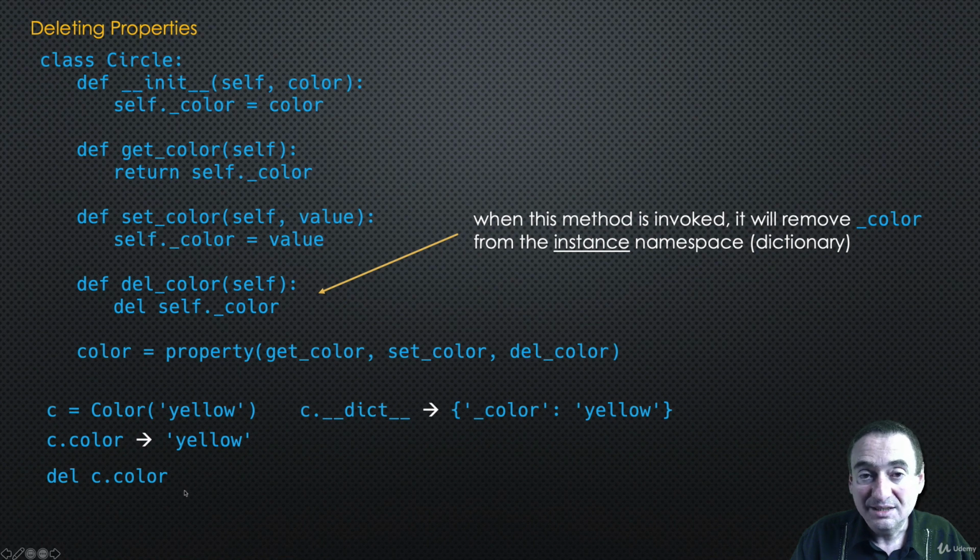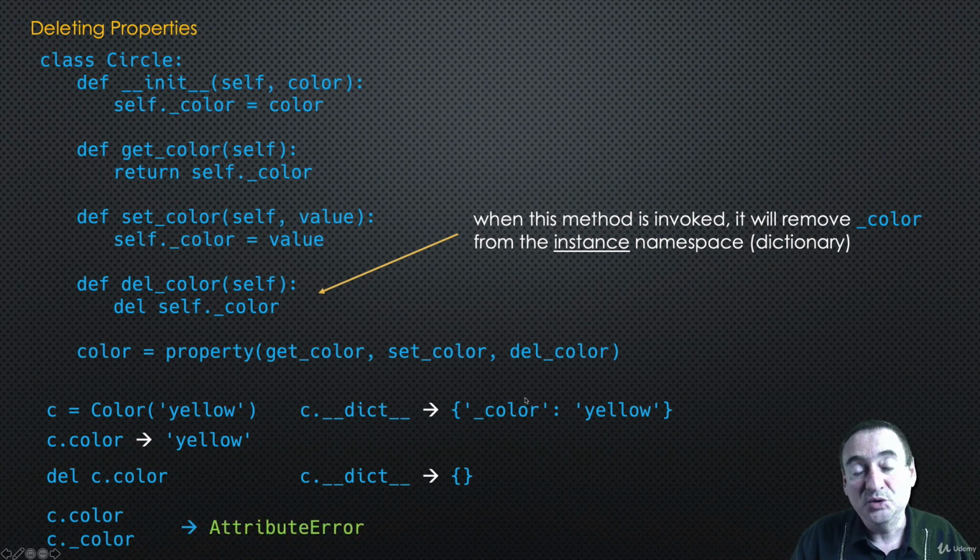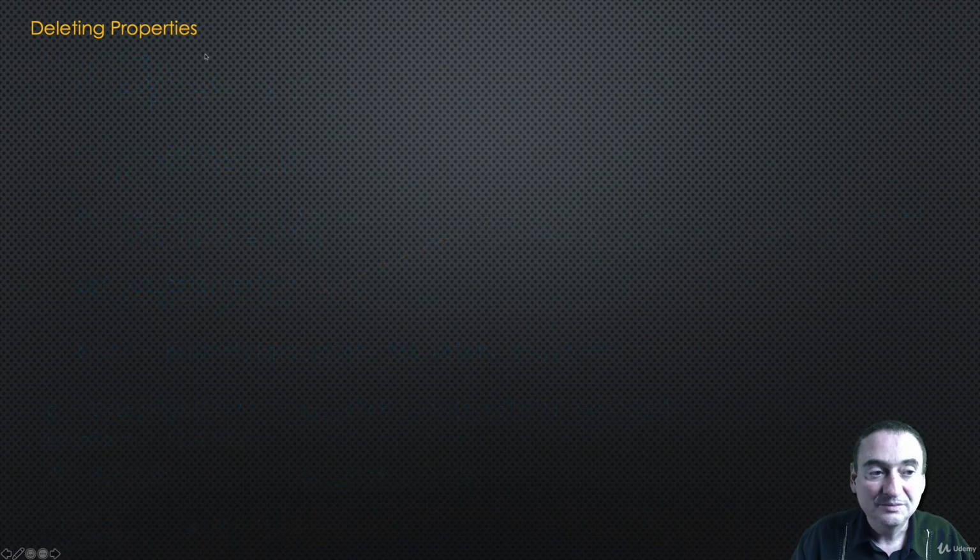Now if we say del c.color, that is just going to run the delete color method. Which means what? Means our instance dictionary now is empty because we've removed this key underscore color from the instance dictionary. That's all that happened. And so now if we try and say c.color or c._color, we're going to get an attribute error because that attribute no longer exists in the instance. Now the color is still a property of the class. That hasn't gone away. Okay?